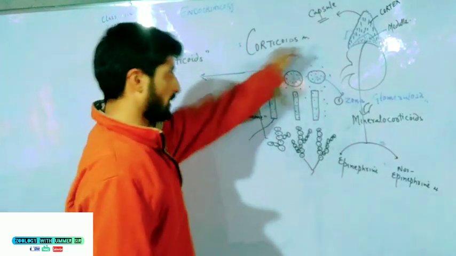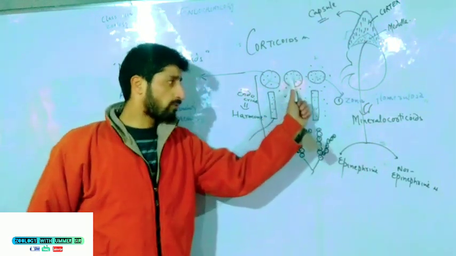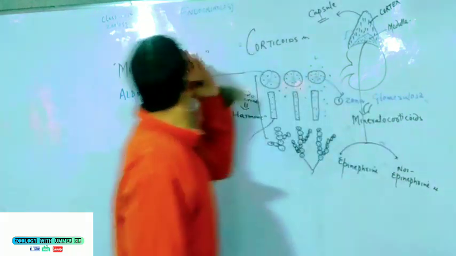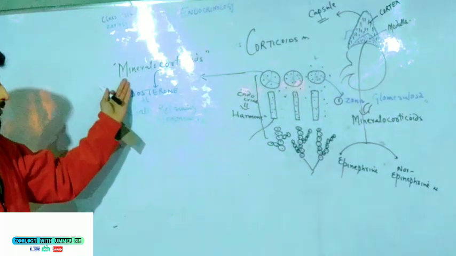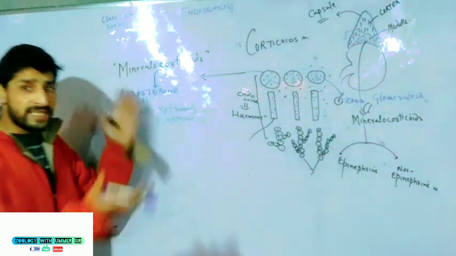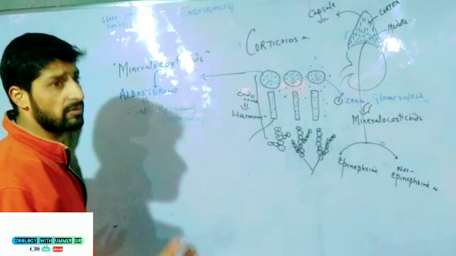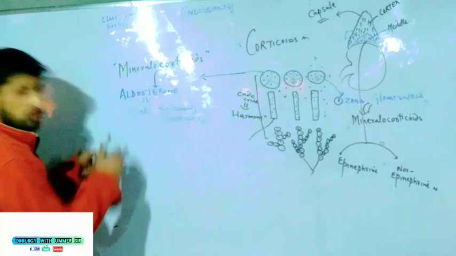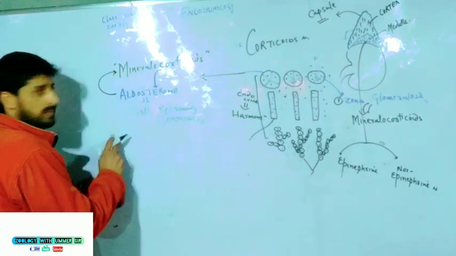Now, in the adrenal cortex, there is a special group of rounded cells. This group of rounded cells is known as the zona glomerulosa. This group of cells produces special types of hormones. These hormones are called mineralocorticoids, and the most essential example of mineralocorticoid hormones present in my circulation, or in my blood, is aldosterone. So, aldosterone is a mineralocorticoid.